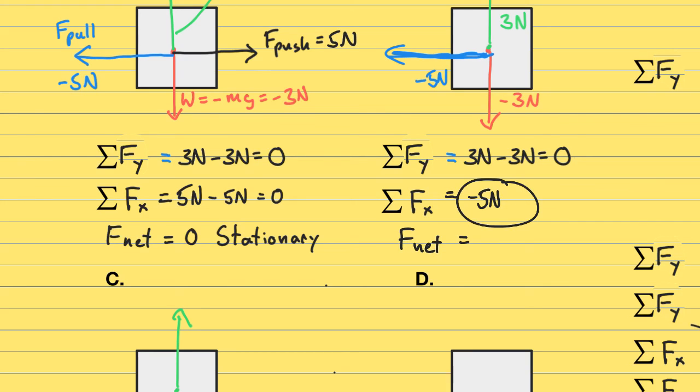is going to be equal to negative 5 newtons, and we could also say 5 newtons to the left, or be redundant and just say negative 5 newtons to the left. Means that the object would be accelerating to the left.